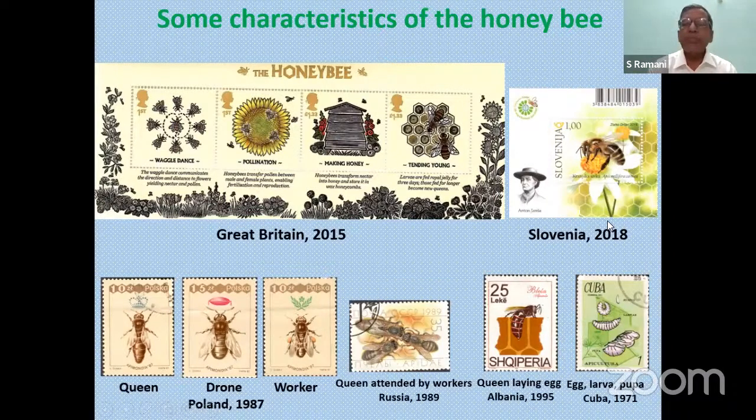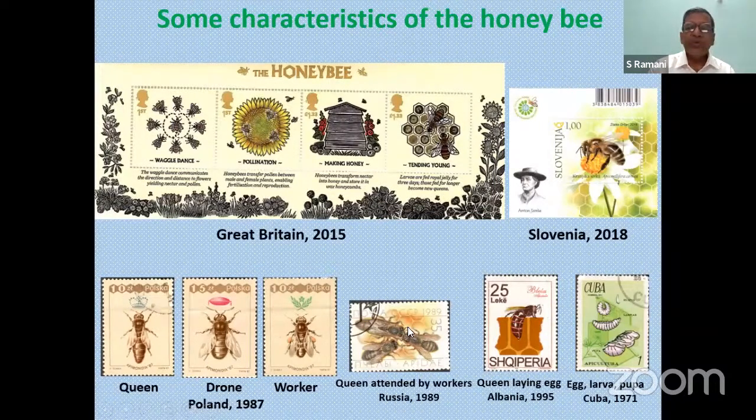This is another beautiful stamp, which is produced from Slovenia in 2018 with Apis mellifera there. And also the picture of Anton Jansa, who was supposed to be one of the first teachers of beekeeping. And his birthday actually is celebrated on 20th May. And very recently, we had the International Bee Day, which is actually his birthday. So you can see here Anton Jansa, maybe the father of beekeeping, who is represented also here.